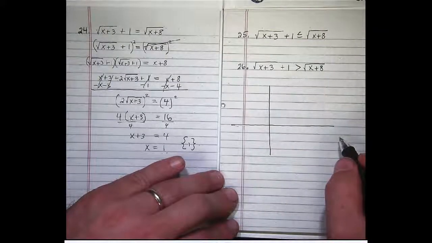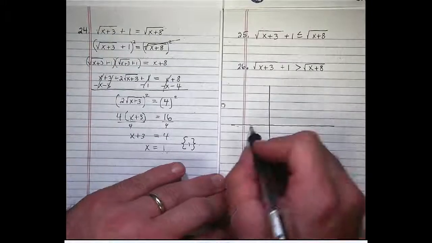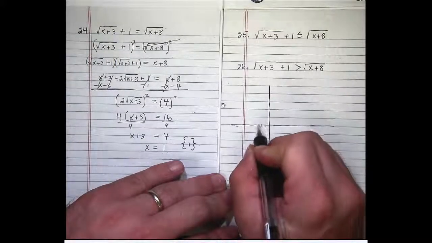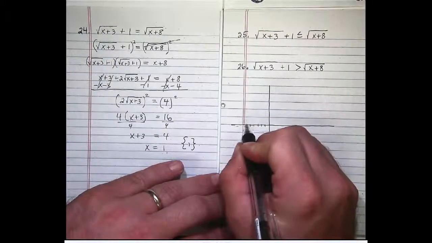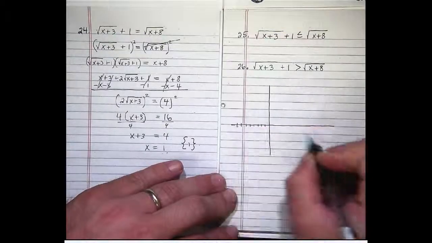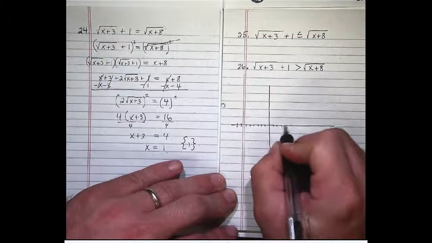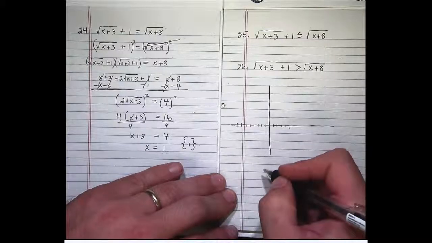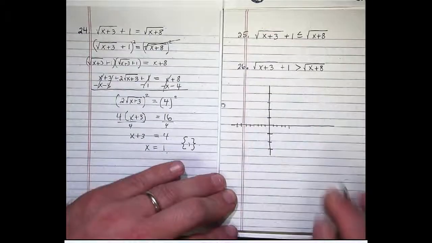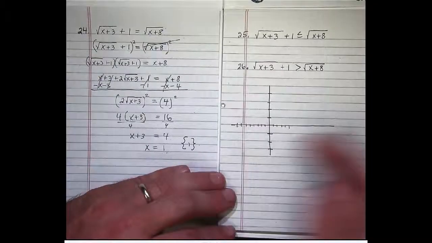So I'm going to say 1, 2, 3, 4, 5, 6, 7, 8. 1, 2, 3, 4, 5, whatever. And I think actually that's all I need. All right, so I have this graph that I'm going to use.